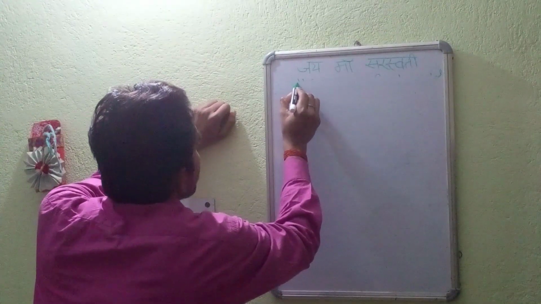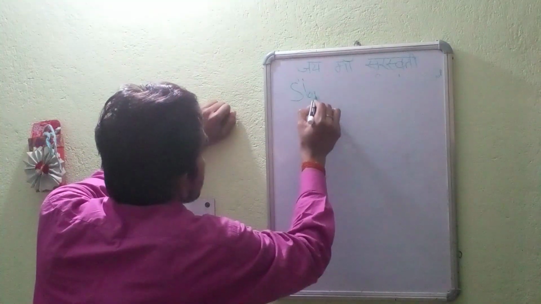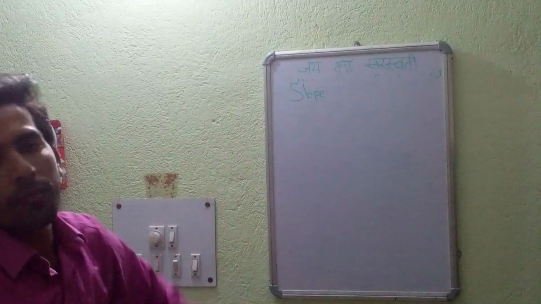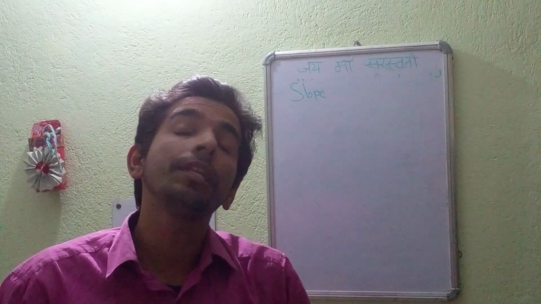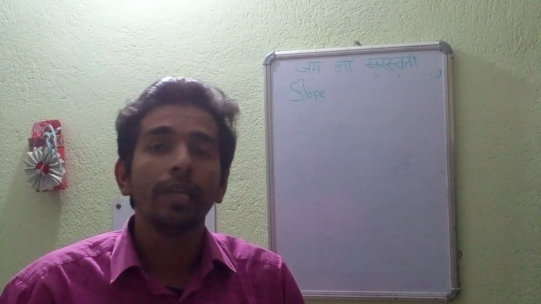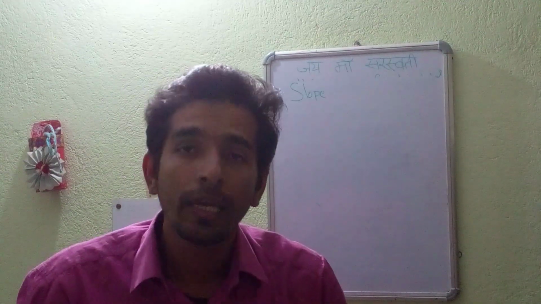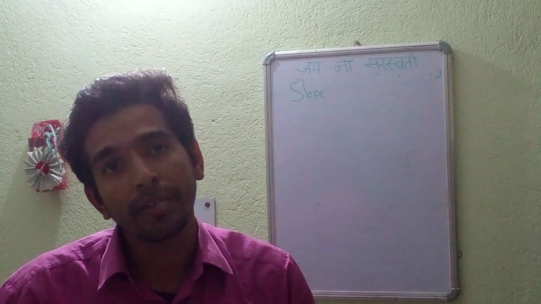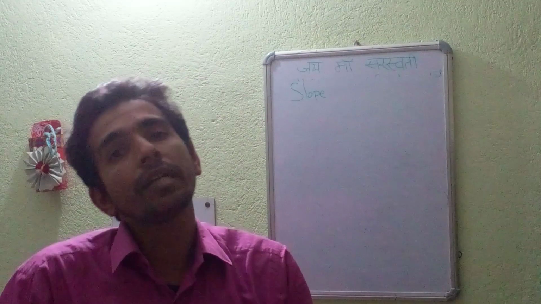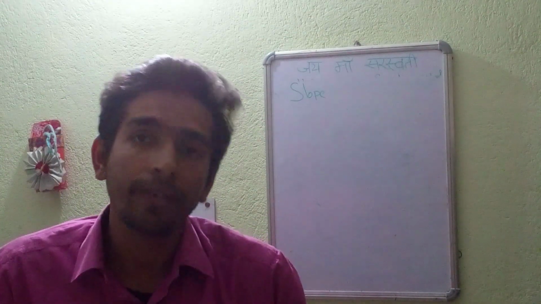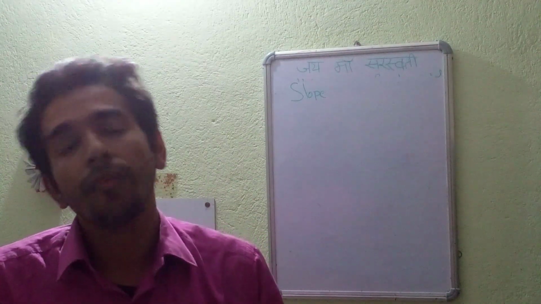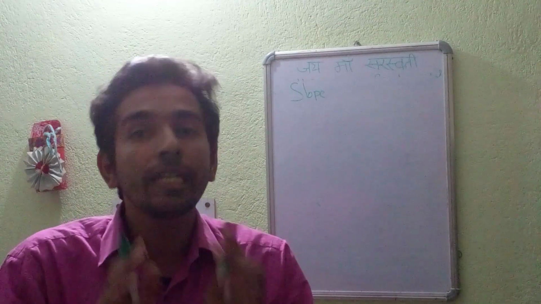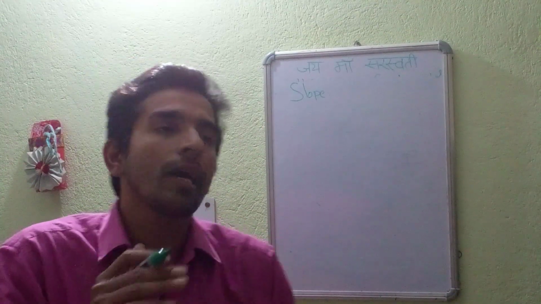As we already know, what is the slope? Slope is the inclination of a particular line. It is the inclination of a particular line in the positive direction of the x-axis. When we are taking the angle, we are taking it in the positive direction of the x-axis. That term is defined as the slope of a line. Slope is the inclination of a particular line along the axis.